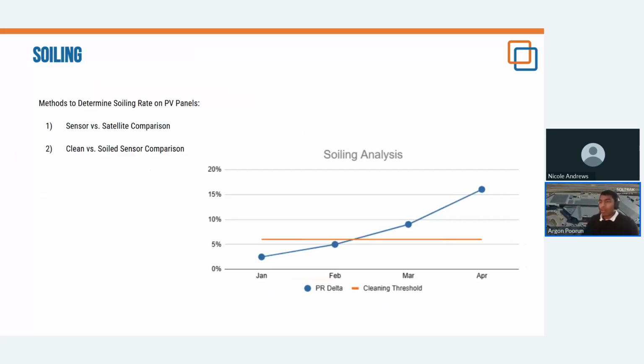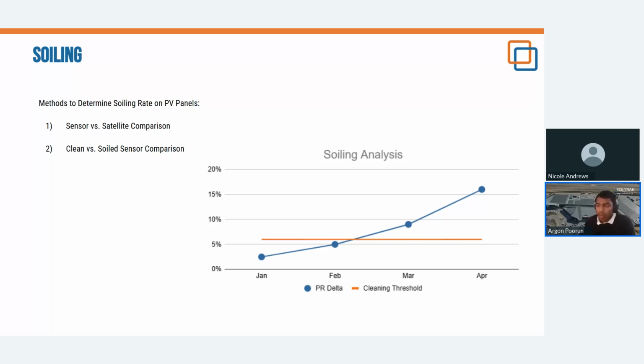Okay, so going on to soiling. There are two main ways of estimating soiling, or the soiling rate, without having to actually do a visual inspection on site. The first way is to do a sensor versus satellite data comparison. So you have an on-site sensor that is assumed to be soiling directly proportionally to the panels on the site, and then you have independent satellite data that is not affected by that impact.